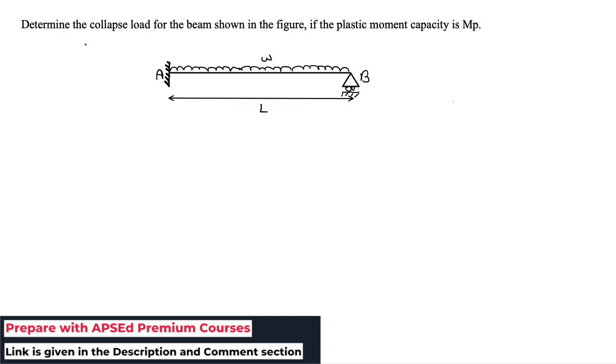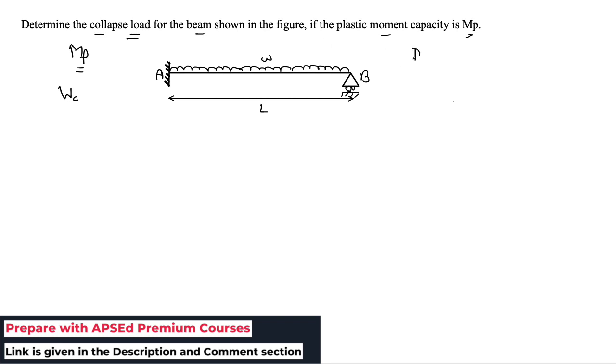In this question, it says determine the collapse load for the beam shown in the figure if the plastic moment capacity is MP. So we have this propped cantilever and the plastic moment capacity is MP. So for this given condition, we have to find out the collapse load. Let's say collapse load is WC. Now this is a question from plastic analysis.